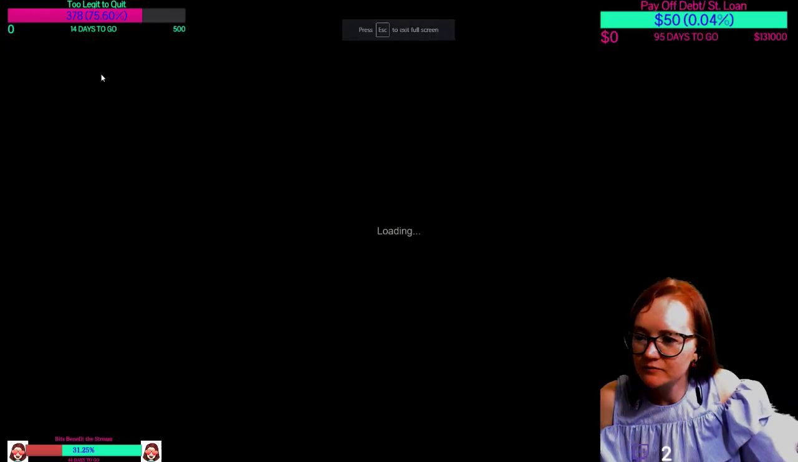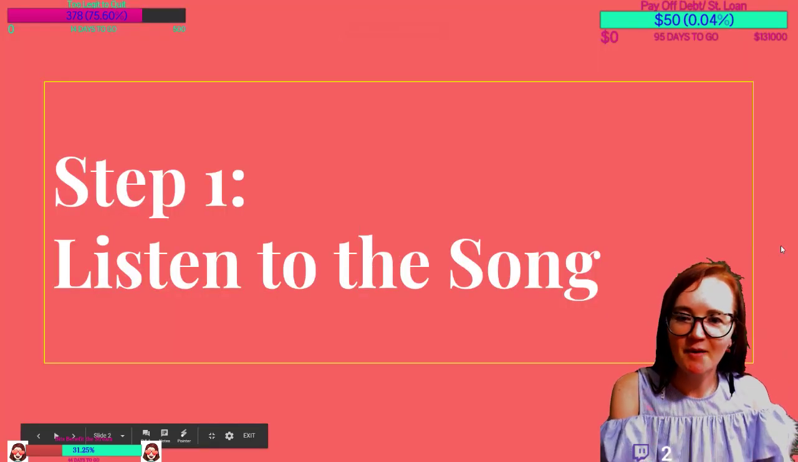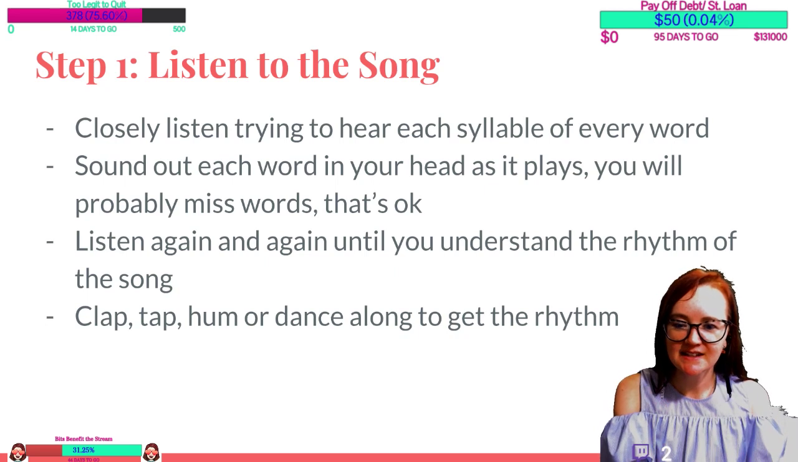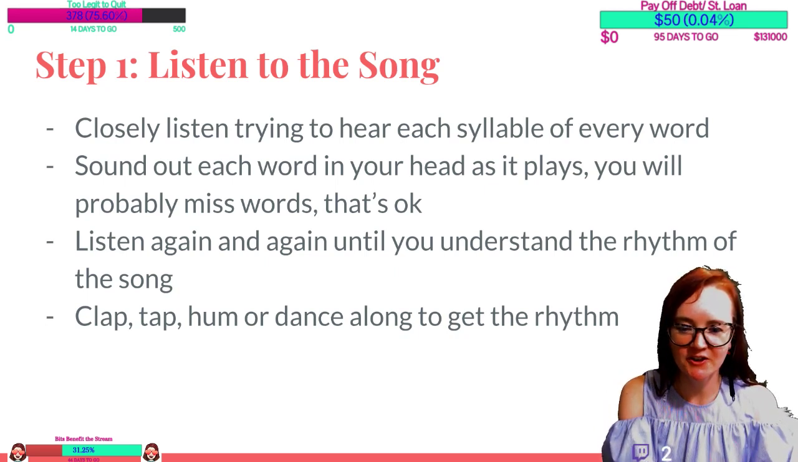I want to know how to learn a song in another language. Step 1, listen to the song. Closely listen and try to hear each syllable of every word. Sound out each word in your head as it plays.